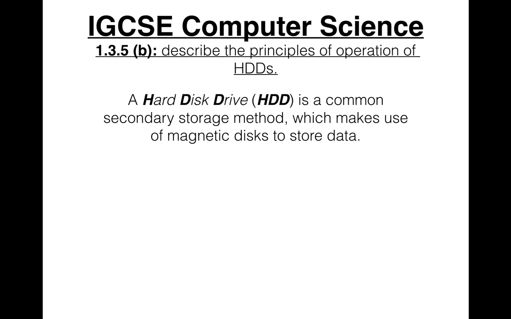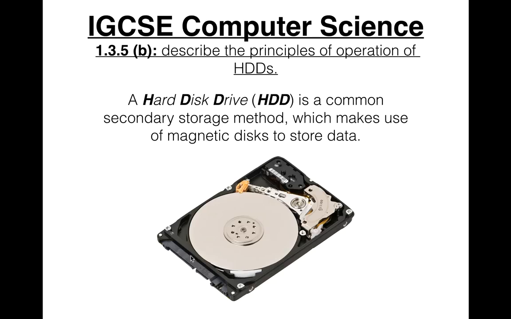All right, so I think I've wasted enough time talking about that. Let's jump into HDDs. A hard disk drive is a common secondary storage method which makes use of magnetic disks to store data. Data is stored in a digital format on the magnetic surfaces of the disks, or we're going to refer to them as platters, because that's what they're usually called. They look like this, and if you can see closely here, these are read-write heads, and there are a number of them, which means there are a number of platters here, but you can't really see that.